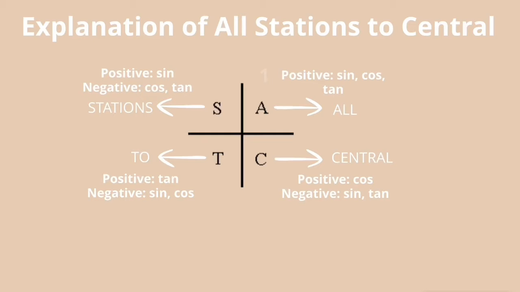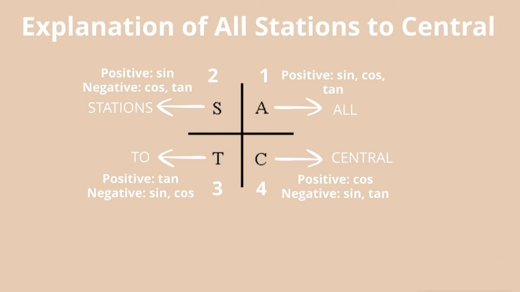Let's first see how we use the all stations to central diagram. As you can see, there are 4 sections. These sections are called quadrants. The first section or quadrant is represented by the letter A. The second is the letter S. The third is the letter T. And the fourth is the letter C. You can remember this order by using the mnemonic all stations to central.